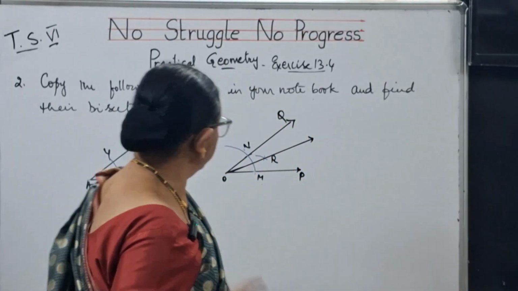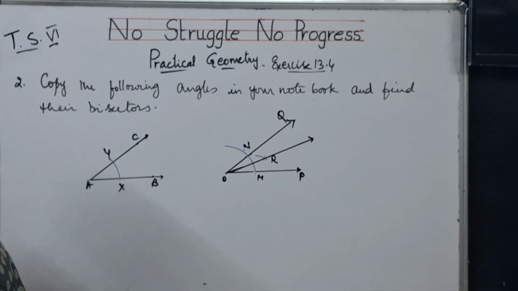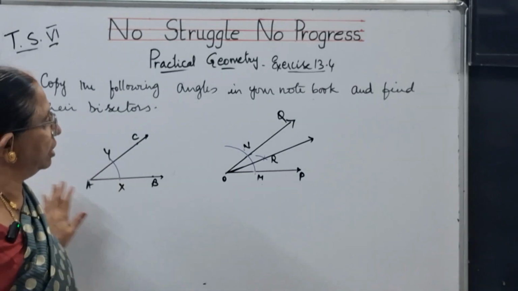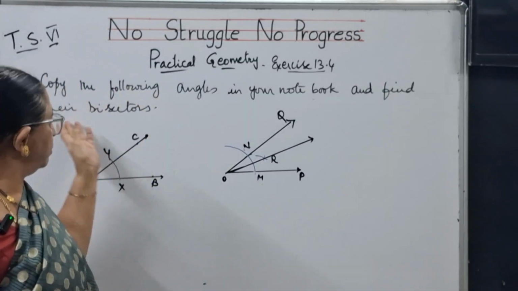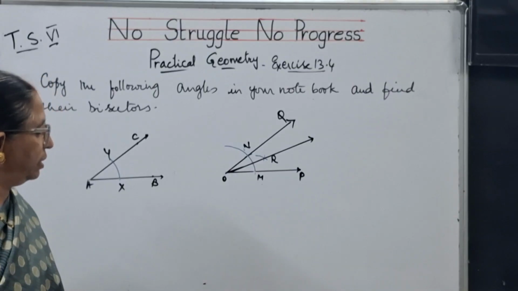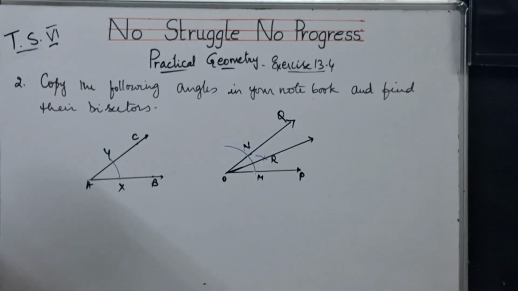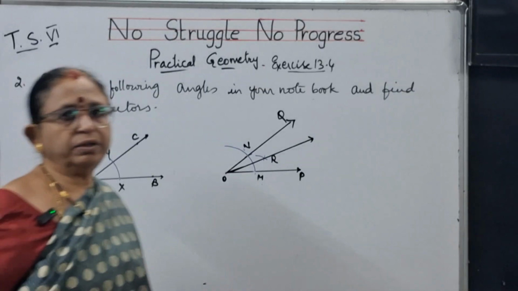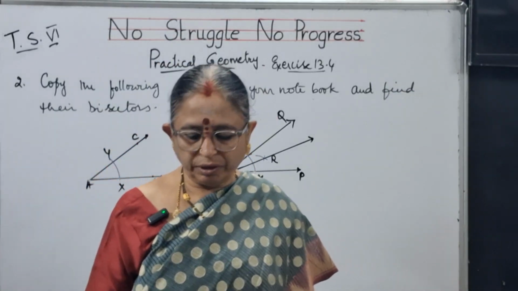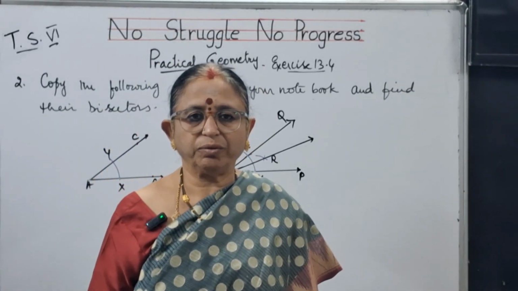So how to construct, I have given steps, children. I have given only for the first one. In case they ask you, write down the steps. Otherwise, just find the bisectors, and this is enough, children. Please note it down. With this, I am concluding my topic. In the next class, I will do the next part.